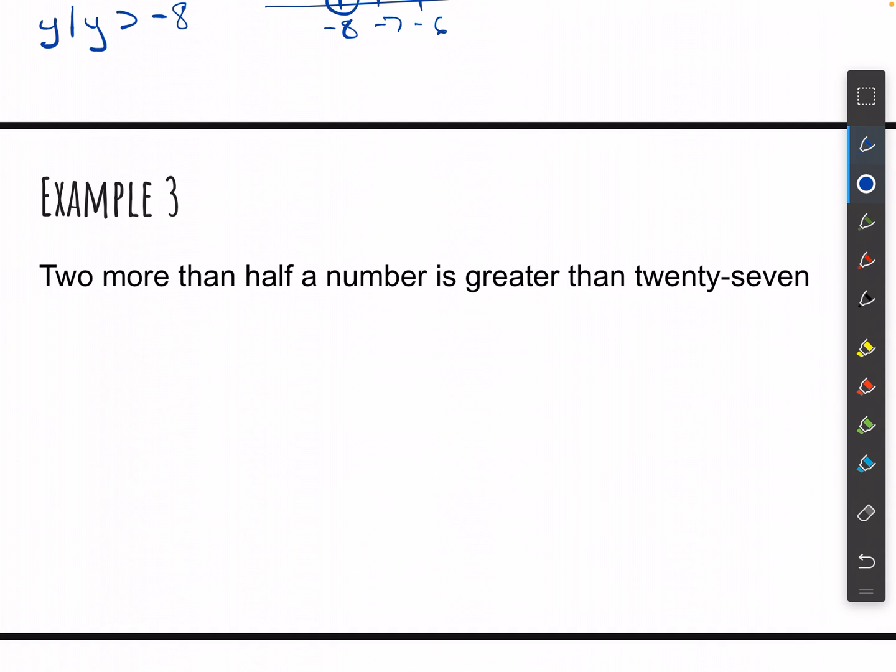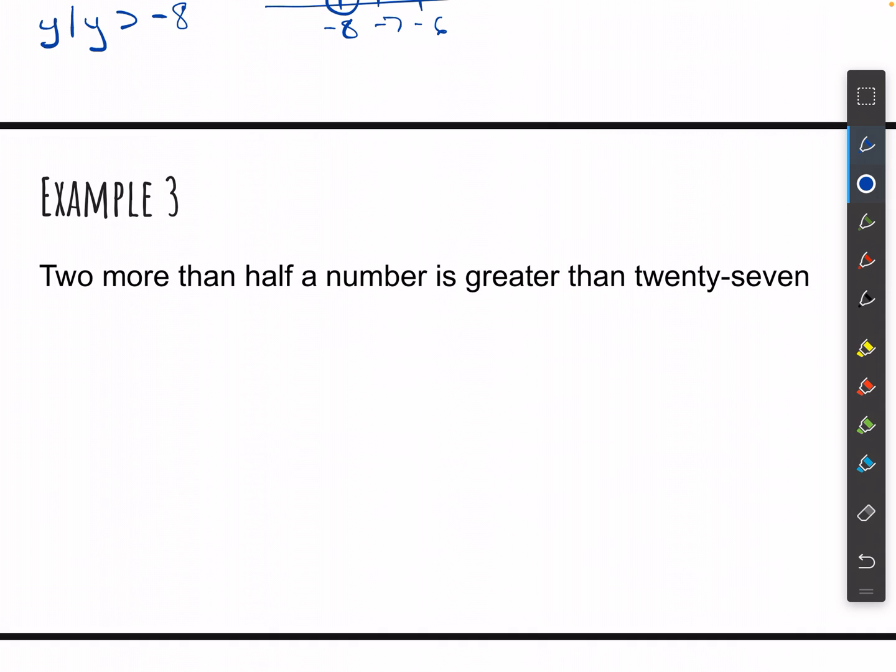Example 3 is a word problem. Not a word problem, but putting what we learned from words into practice. So this is just saying 2 more than half a number is greater than 27. I don't know that I'll give you too many of these in your homework, or in your test for that matter, maybe one of them. But yeah, they want you to set it up.